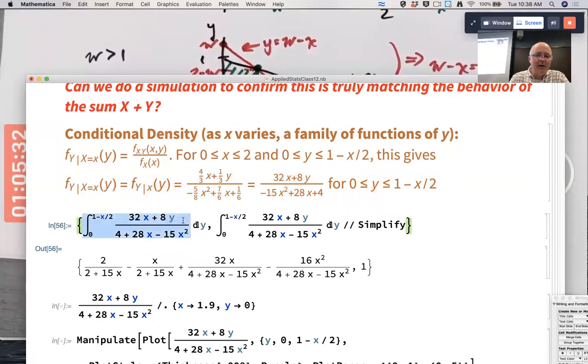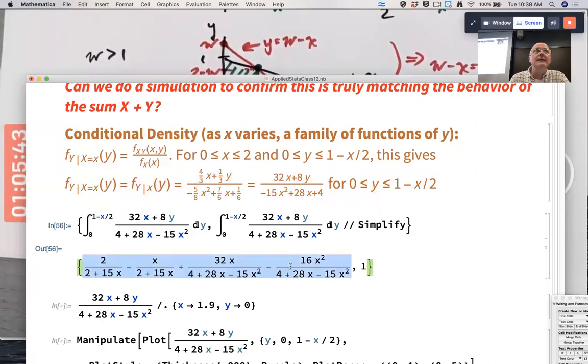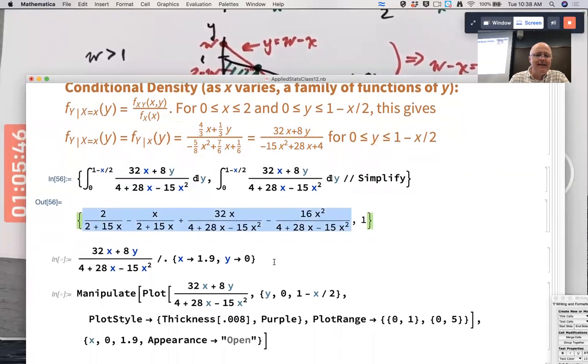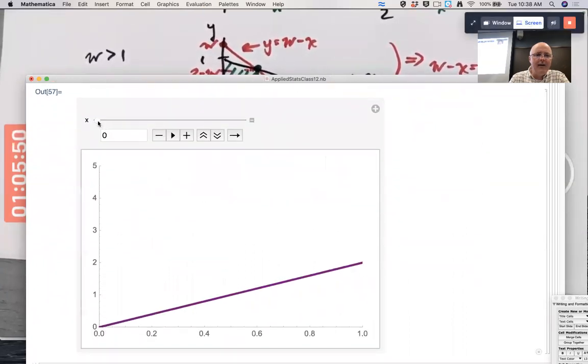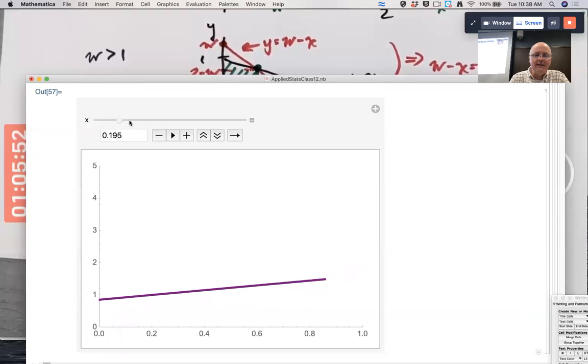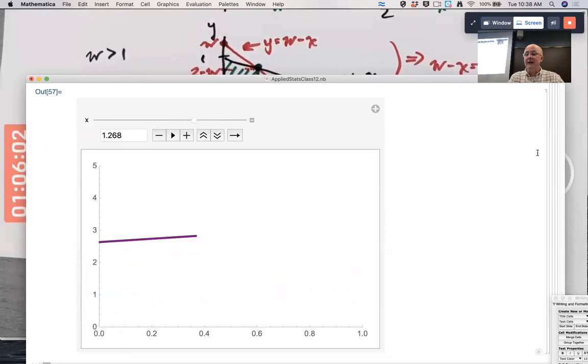This does integrate to 1, though it doesn't look like it will at first. When you integrate it at first without doing a simplify, it gives you this answer, which you're like, oh, that didn't integrate to 1. But if you simplify it, that's actually a big, crazy 1. The area under this graph is 1 no matter what x is, but the domain does change and the graph itself does change. Those are the conditional densities for different values of x.